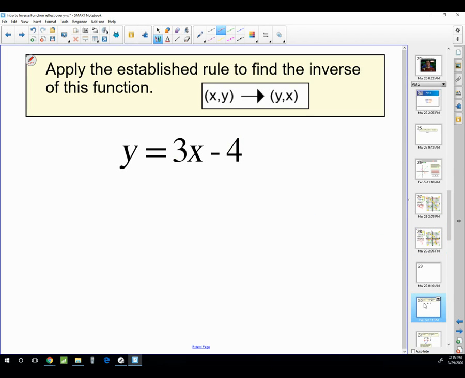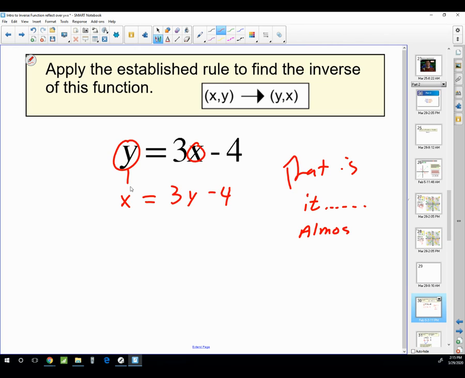Okay, let's look at what we're doing today. And today we're writing the inverse of a function. Well, we've seen that when we reflected a point over the line y equal x, we just switched x and y. Well, that's what we're doing here. We're making this y x, and we're making this x y, and then that's it.